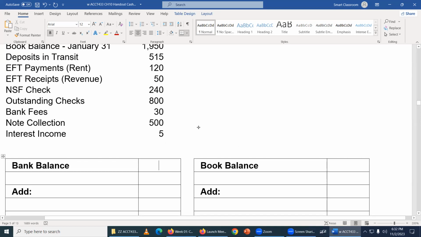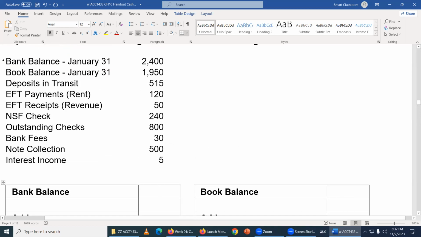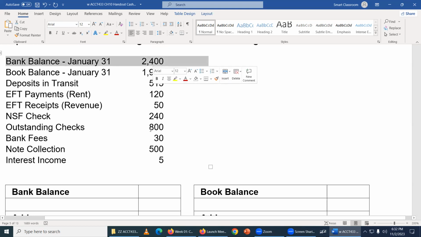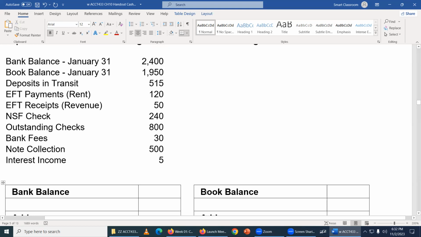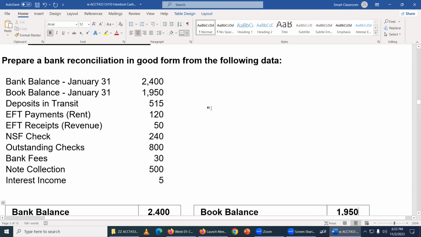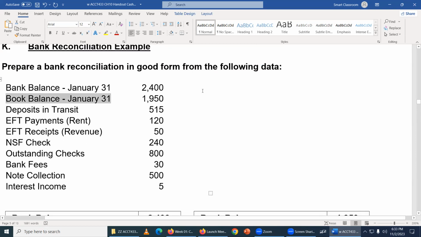Okay, bank balance. So here we have a bank balance on January 31st of 2,400. So we'll put that in here. And the book balance is 1950. If I had been smart, I would have made that into 2 columns, I probably still can.